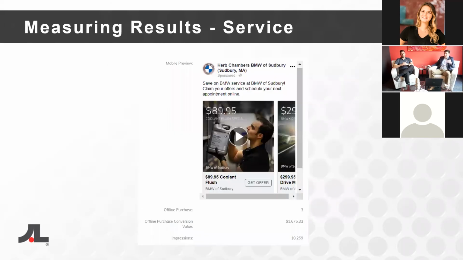And then again, just down to the individual ad level. So for service, you can start looking at what service offers seem to be converting the most, or maybe we're running carousels.